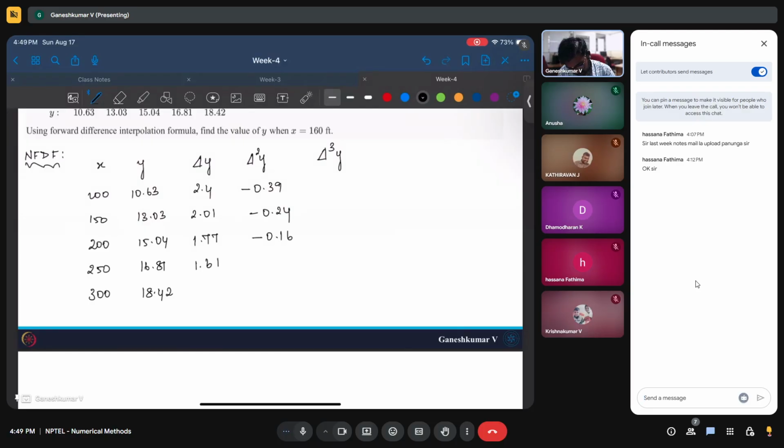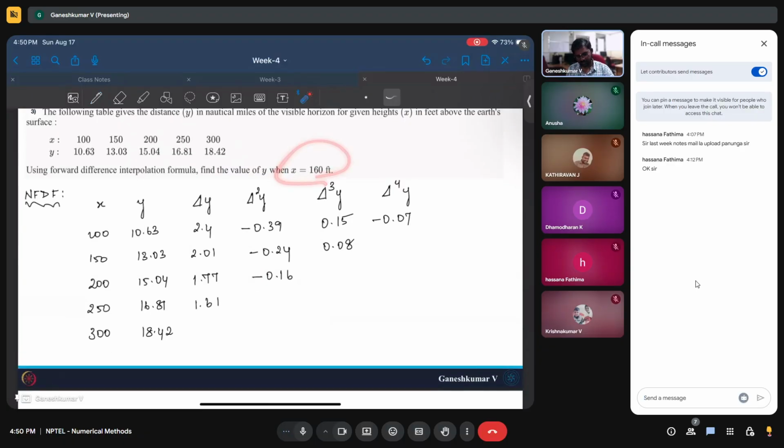Okay, similarly we can do delta cube y. Here the upcoming one is greater, so we expect it to be positive, so it's going to be 0.39 minus 0.24 is 0.15, and then this is 0.08. Now the final one, delta power 4 y, is going to be 0.07, but with a negative, minus 0.07. Okay, this is your forward difference table.